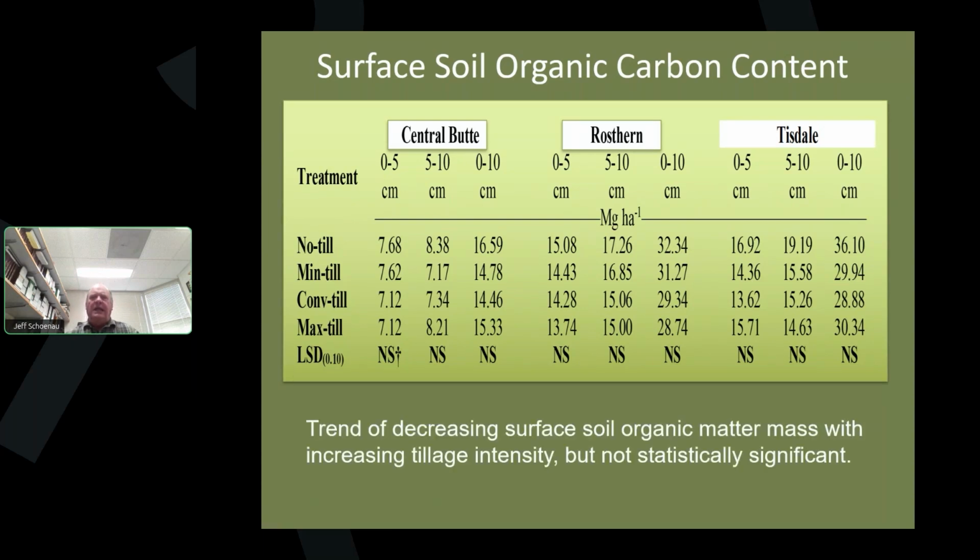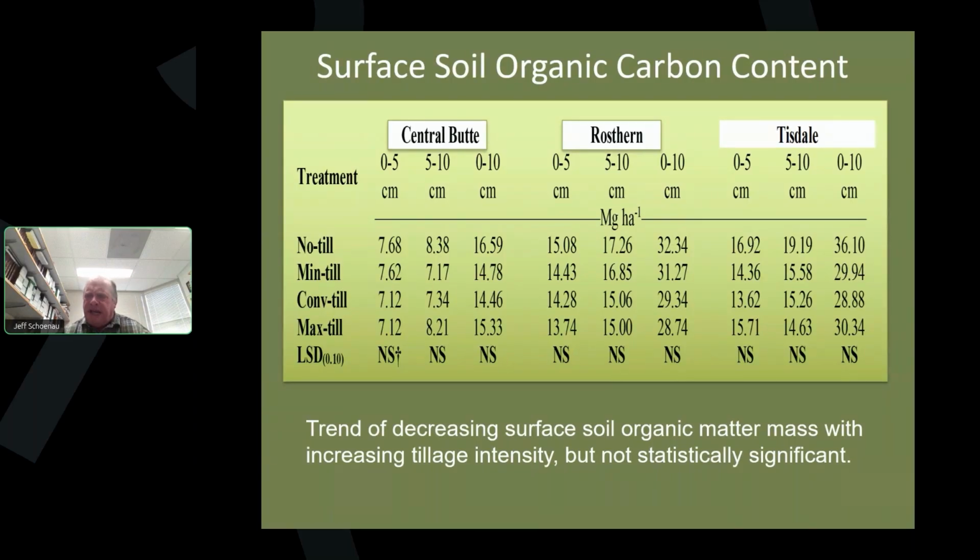But nonetheless, we do see a bit of a trend there, and part of that trend may also be because the density of the soil has been reduced by the tillage. So I guess if we were to do this again, I think it would be more representative or realistic to look at this on an equivalent mass basis. But nonetheless, there is a trend there, but not statistically significant, and that really didn't surprise us.